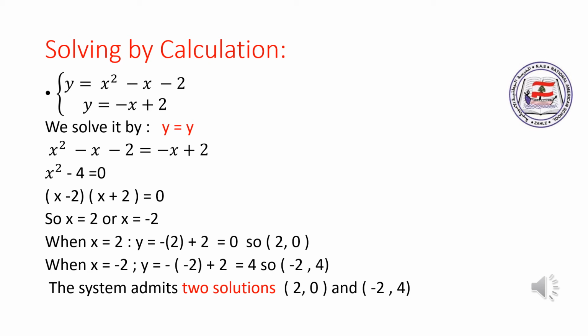x equals 2 represents the abscissa of the first point of intersection, so we need to define its ordinate. We get the ordinate of 0. So the first point of intersection is (2, 0). And the same for the second point, and we get (-2, 4). Finally, the system admits (2, 0) and (-2, 4) as previously found by graphing.